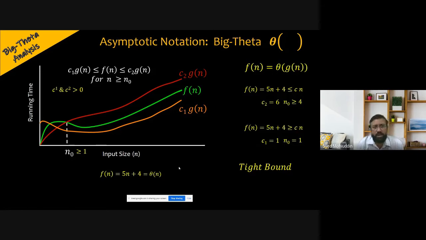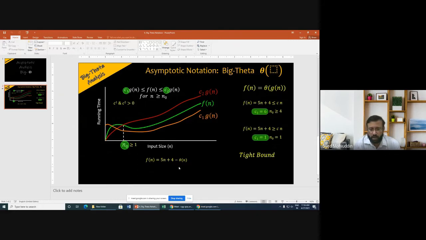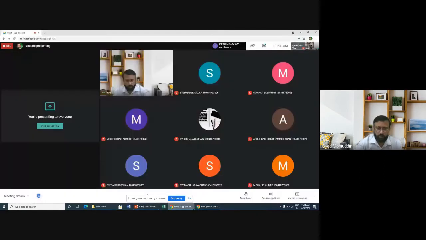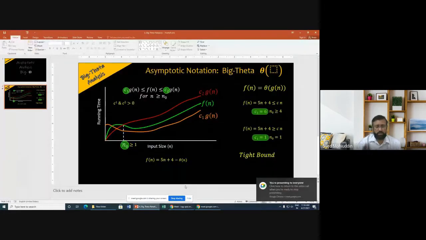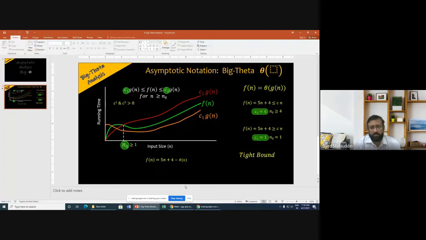So big O notation is the upper bound. No function, because we are talking in terms of mathematical equations, in asymptotic notation, big O notation is the upper bound. No function can have performance or running time more than that.